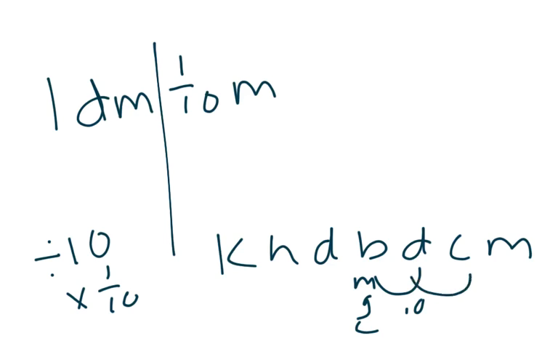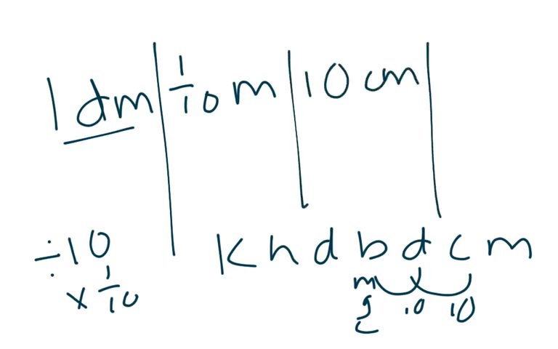How many centimeters would it be? Well, you're going to multiply by 10. So 1 decimeter is really 10 centimeters. And 1 decimeter is 2 jumps, 100 millimeters. So that pattern is you're either multiplying by 10 or dividing by 10. That's why the metric system is so much easier.